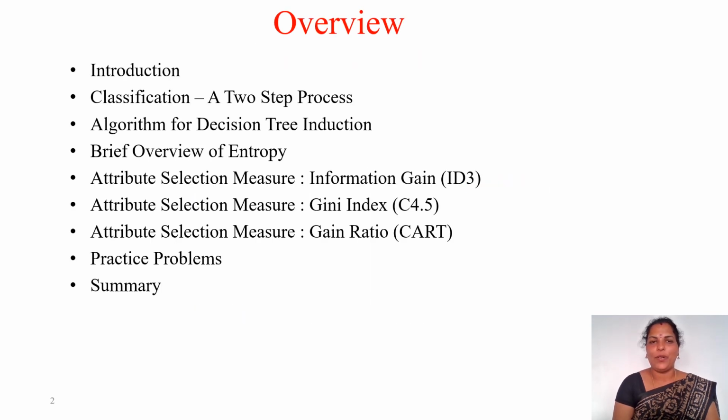So this is the overview of this presentation: an introduction about classification, that is, what are the learning processes available in classification. Then classification as a two-step process, then the algorithm for decision tree induction, a brief overview of entropy, then attribute selection measures like information gain, that is Iterative Dichotomiser, ID3, then Gini index, C4.5, then gain ratio, and classification and regression trees, that is CART. Then I have given two practice problems, then a summary of this presentation.